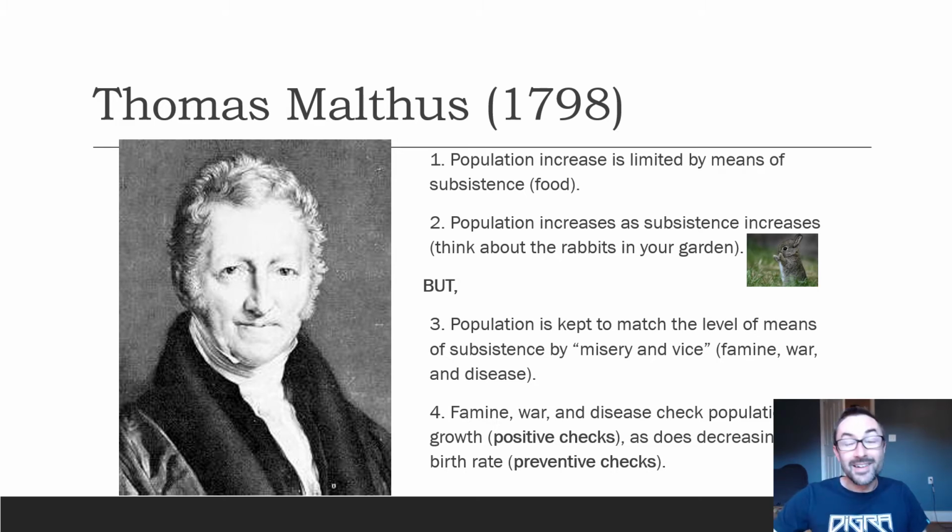But they're positive checks on population growth. So famine, war, and disease, they check the population growth. But there are things that we can do as a society that also check population growth. These are called preventive checks. So we purposely prevent the population from growing as fast as it could.